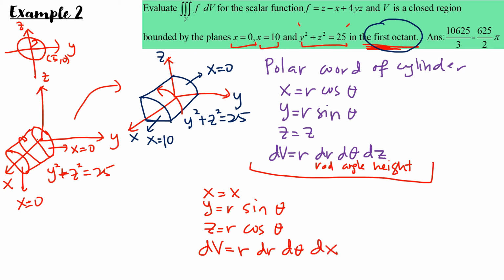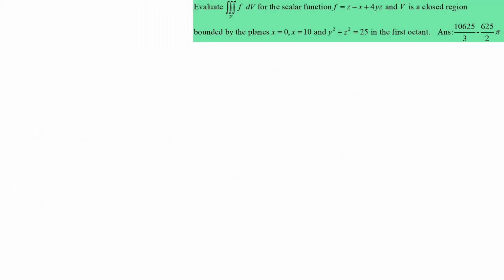So this is the new polar coordinate that you have to consider for this question, because the height of the cylinder is at the x-axis. Okay, I think that's clear. So you have to consider this new polar coordinate for the function that we have. What's next? The function given is z minus x plus 4yz.